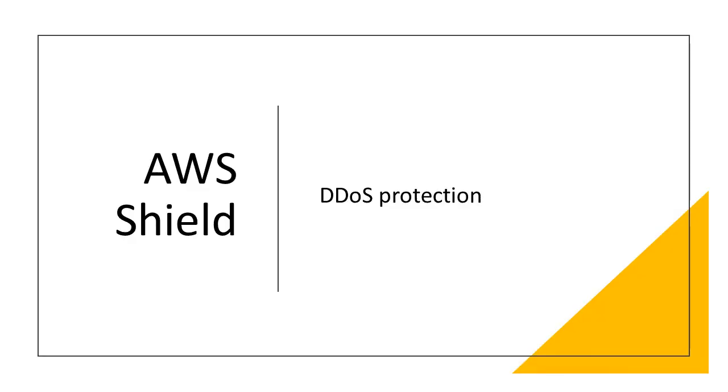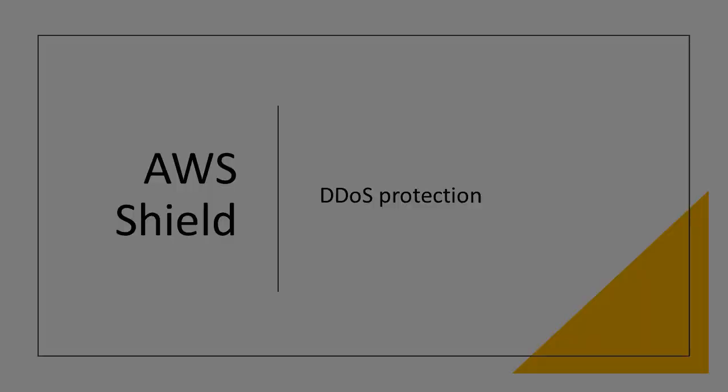AWS Shield Service. AWS Shield is a managed distributed denial of service, DDoS, protection service that safeguards applications running on AWS. AWS Shield provides always-on detection and automatic inline mitigations that minimize application downtime and latency, so there is no need to engage AWS Support to benefit from DDoS protection. There are 2 tiers of AWS Shield, Standard and Advanced.